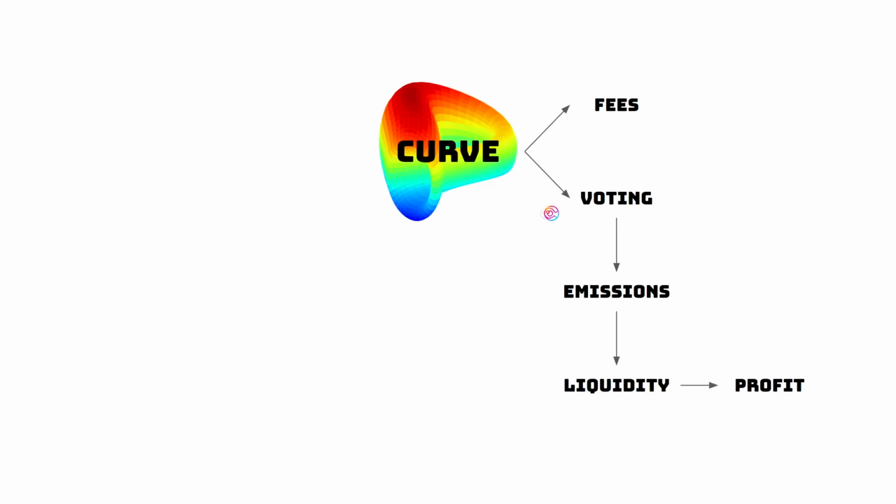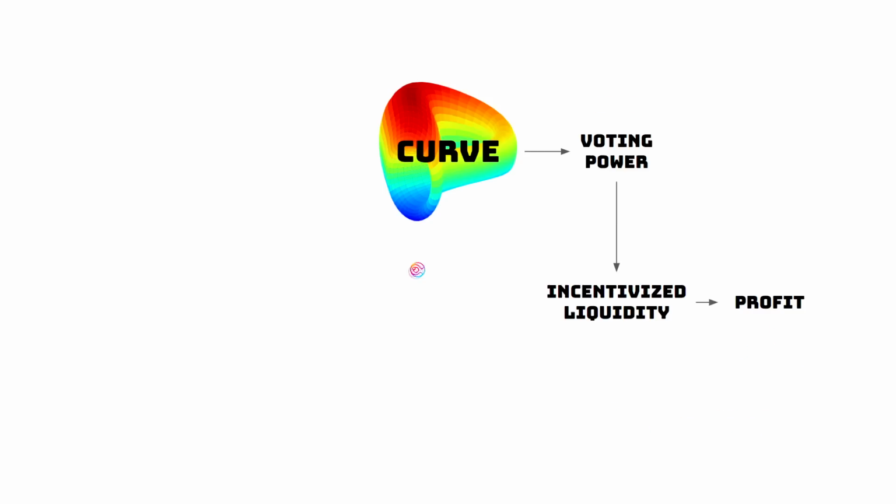That voting power is highly desired because whoever controls the voting power controls Curve's emissions. Curve's emissions then control liquidity because the more incentivized a specific liquidity pool is, the more likely users are to deposit there, and the more profitable it is. In a nutshell, more Curve equals more voting power, equals more incentivized liquidity, equals more profit.